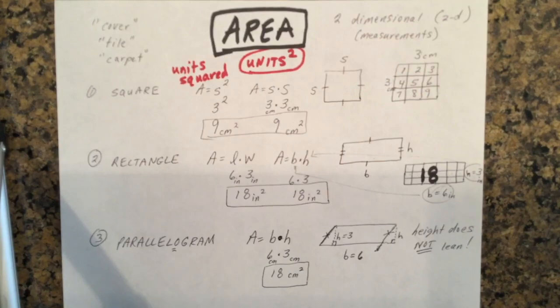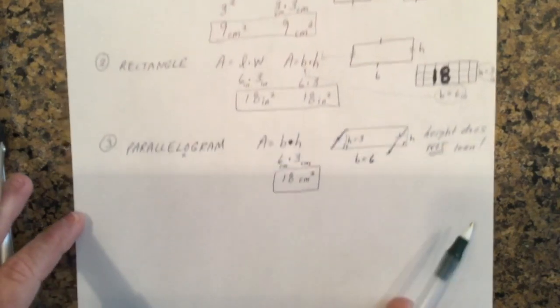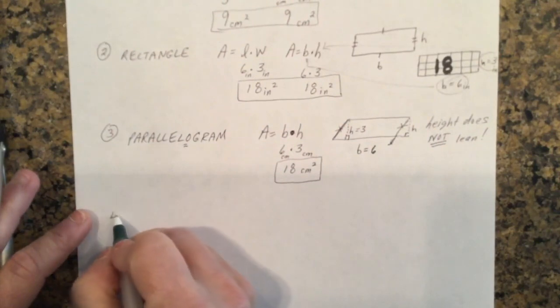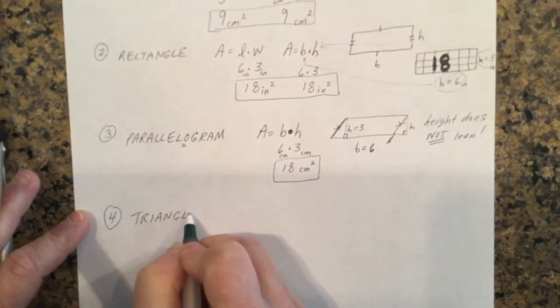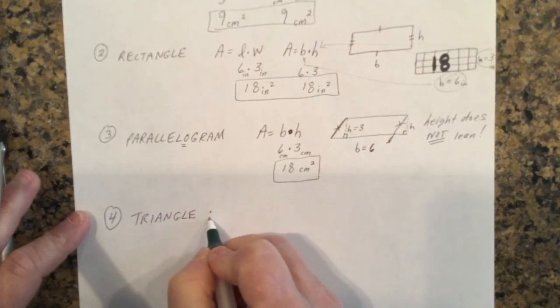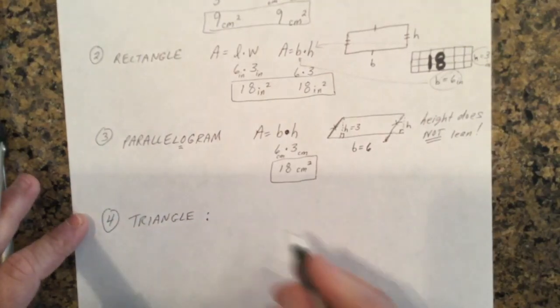Okay, we're going to do one more for today, and our last one is going to be a triangle, because it is also related to a rectangle. Okay, so we've got our triangle here.